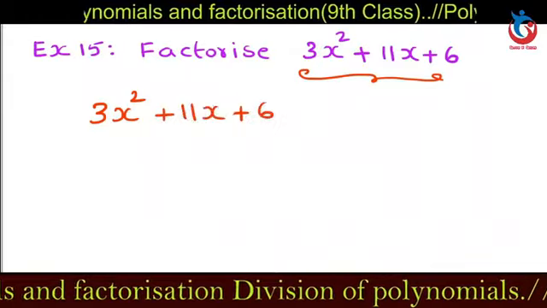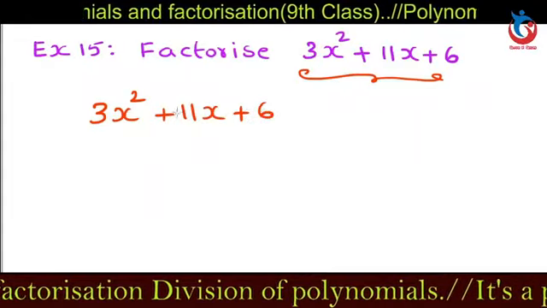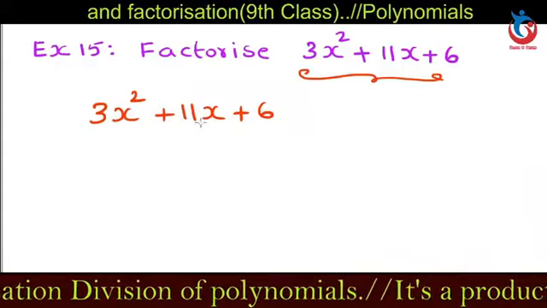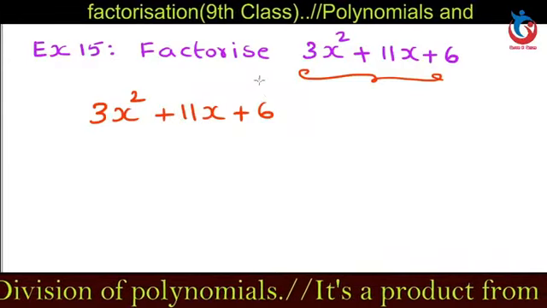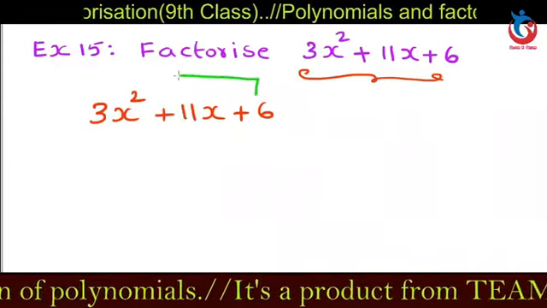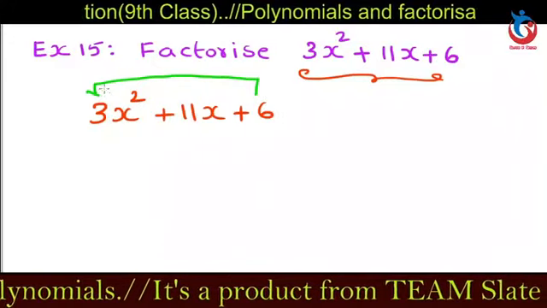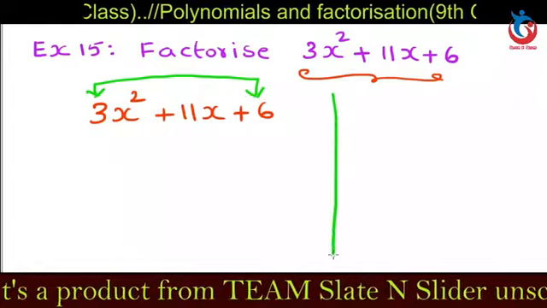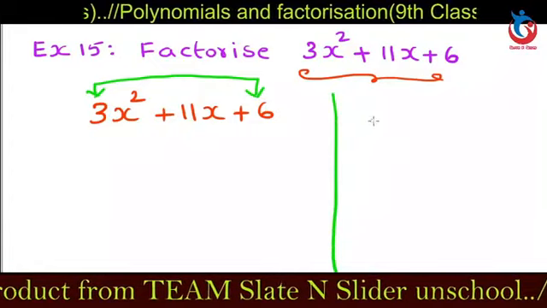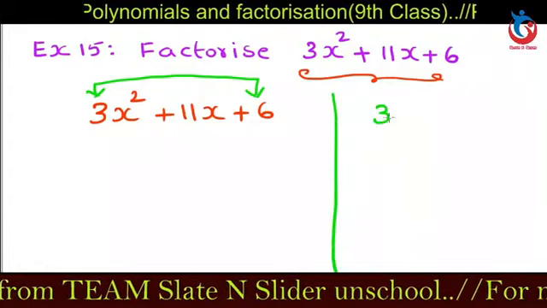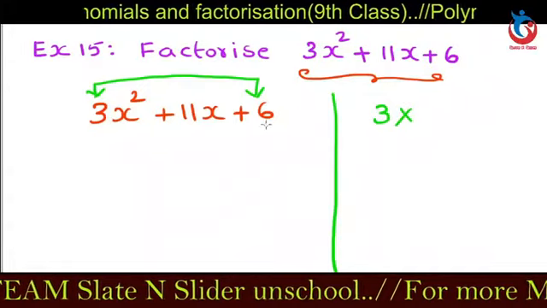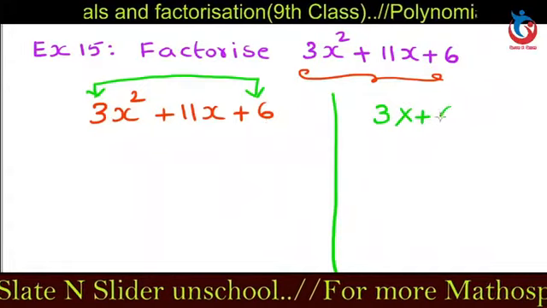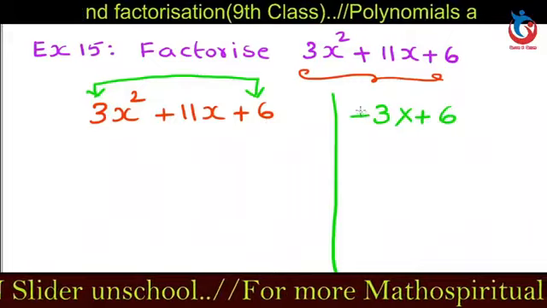So how to factorize this? First of all, if it is written in order, the last term, the constant, and the coefficient of x square both will be multiplied. So draw a line here, multiply with the signs itself. 3 into 6, the sign of 6 is plus, so plus 6 and 3 has a sign plus.